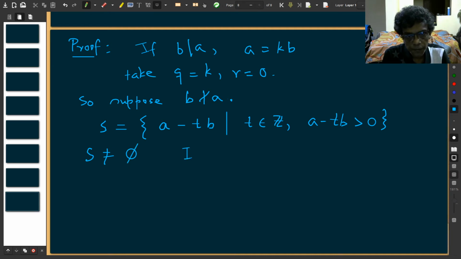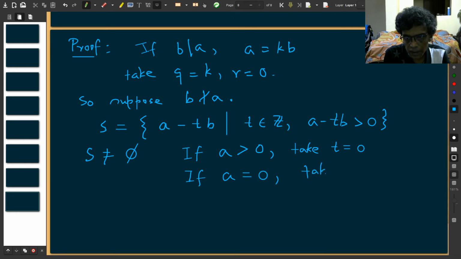For example, if A is greater than 0, then if I take T equal to 0, then this is A, which is greater than 0. If A is equal to 0, take T equal to minus 1. Of course, in this case we can ignore because we have assumed that B does not divide A. Okay, but anyway, we can also handle this. So this does not arise actually under the assumption B does not divide A.